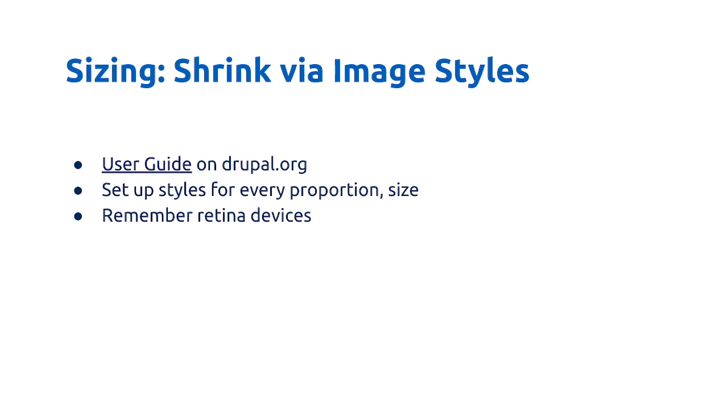So again, nice that that's built into core. There's a link there for the user guide on Drupal.org. Basically, you just want to set up image styles for every proportion and size, how the images are going to be used within your website, but also keep in mind there are Retina devices. So initially it was Apple devices, but now there's lots of others. Sometimes we'll do pixel doubling, or even on mobile devices, it can be a 3 or a 4X. So it can be complicated.